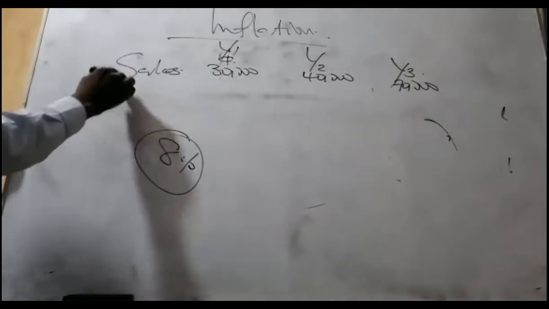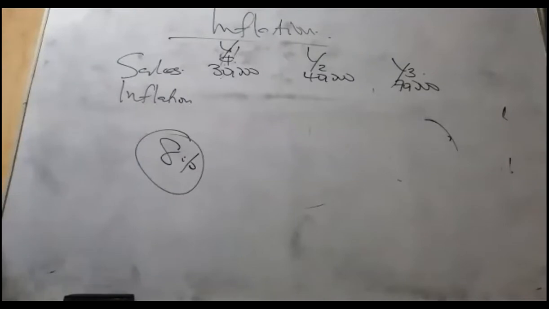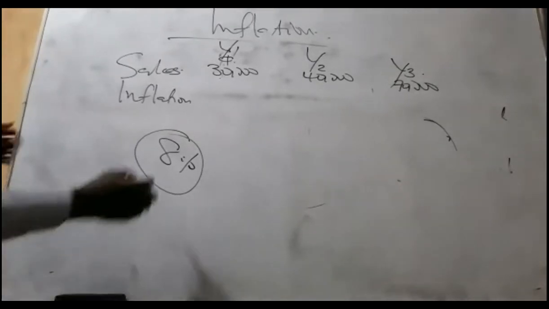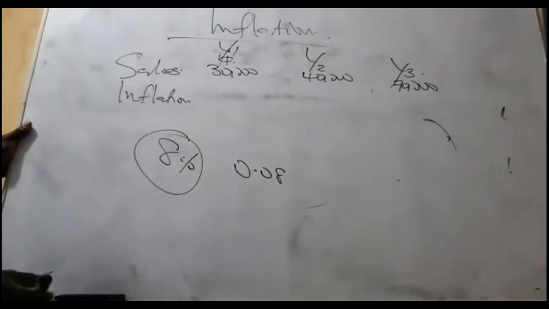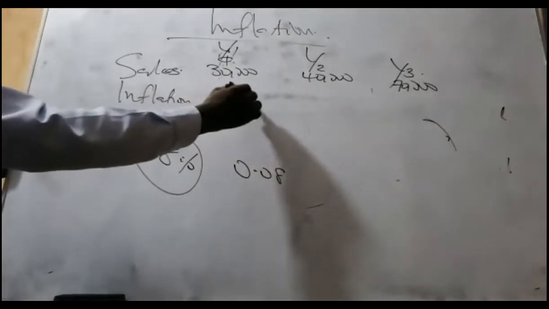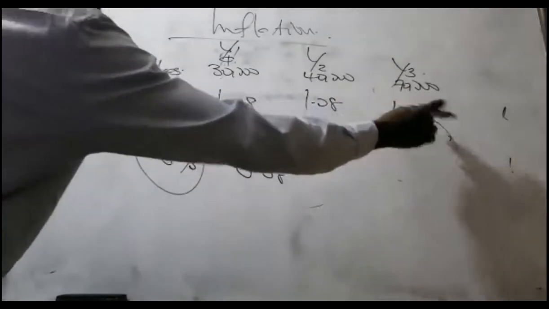How do I inflate the cash flow? Don't worry. Bring the inflation, get the sales revenue. We said that inflation will increase, so all you have to do is convert it to decimal, that's 0.08, and add it to 1, making 1.08.